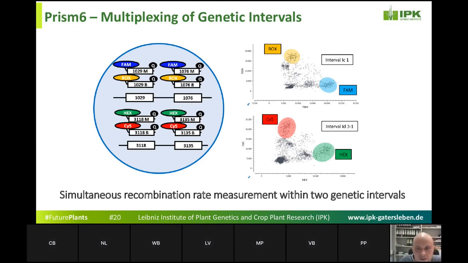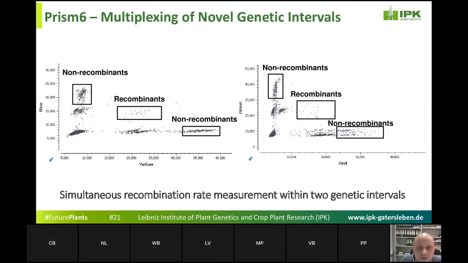And based on this, one of the early experiments was to use our genetic intervals to multiplex. And so we used one centromeric interval and one distal interval. We used probes for FAM, for ROX, for HEX, and for SciFi. And this was basically one of the very first results which we run. And what is depicted here is basically that you can simultaneously measure meiotic recombination rates in two genetic intervals, or you could also more simply say you can genotype in a droplet, in this case, four markers in parallel from a single haploid nucleus.